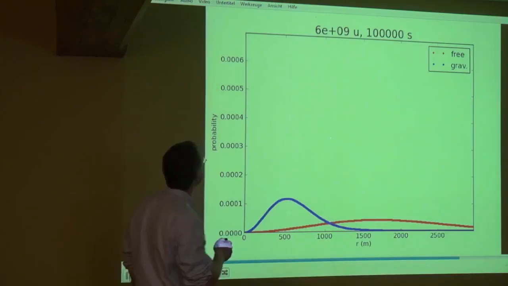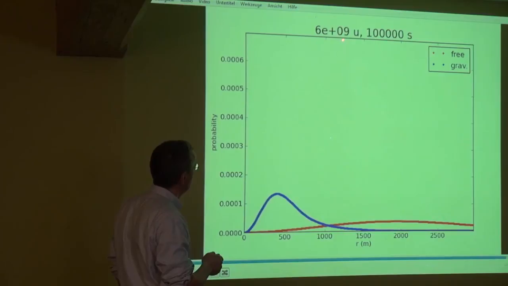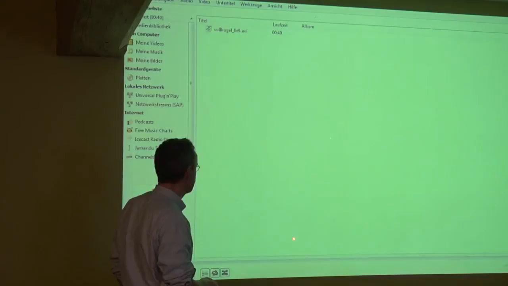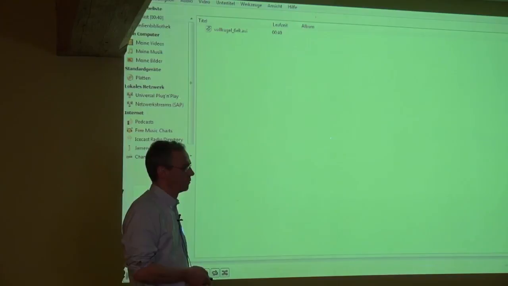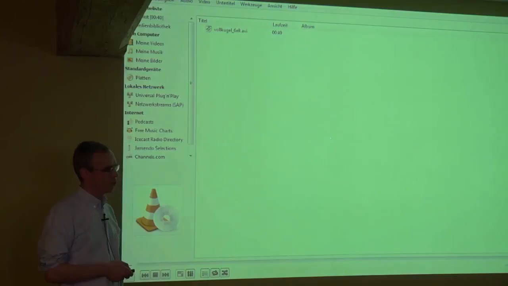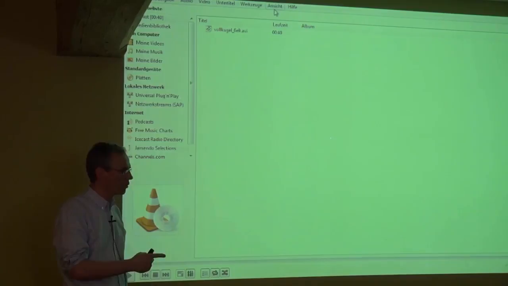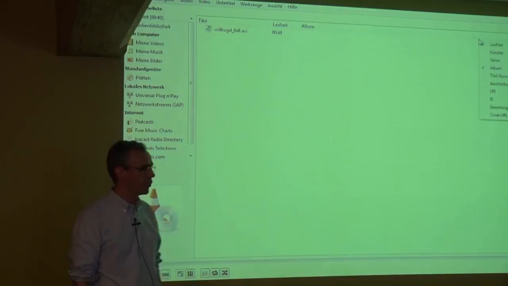It's 10 to the 9 mass units. This is the width in nanometers. And the integration time was almost a day. So in order to see this, you would have had coherence times of days. But for higher masses, the coherence time goes down with the fifth power of the mass. So it goes down very fast. If you take higher masses, 10 to the 13, for example, then you need significantly shorter coherence times.